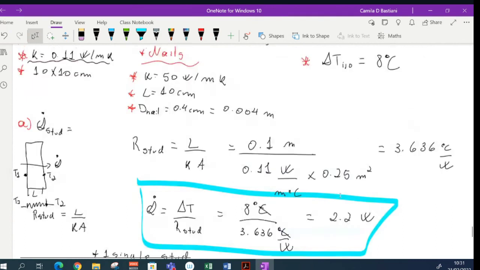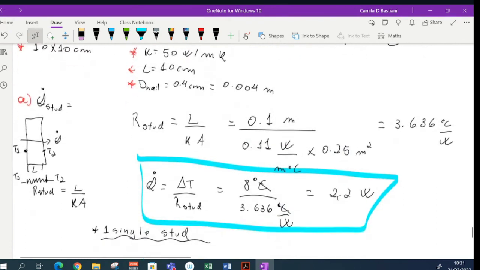The next part of the problem, tell me if I'm going too fast, okay? I don't know how much time you need to copy.